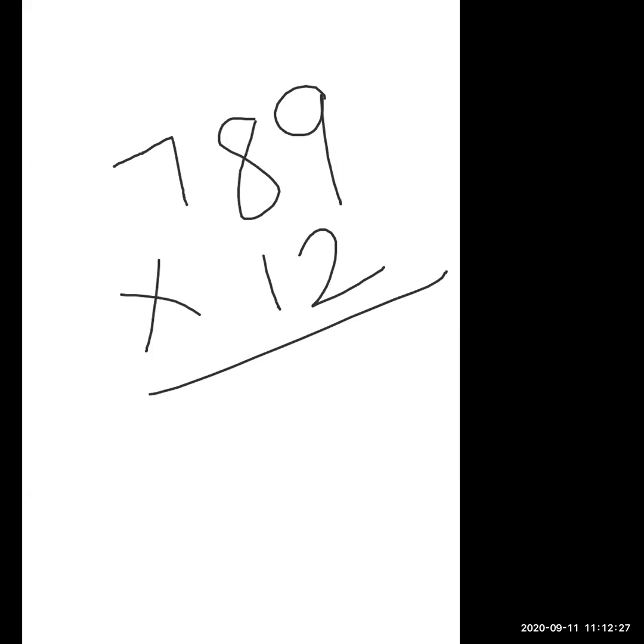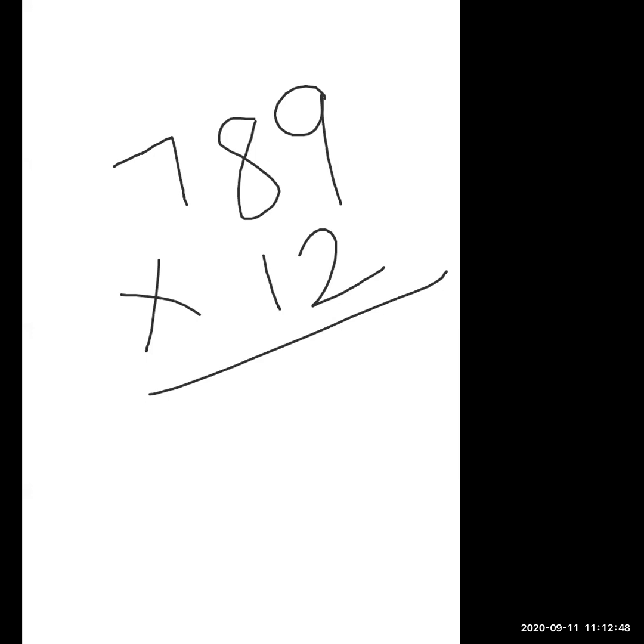789 is a multiplicand. Okay. And the next one is what? 12 is a multiplier. Very good. 789 is a multiplicand and 12 is a multiplier. Okay. Good.